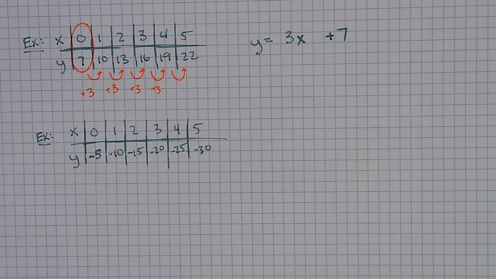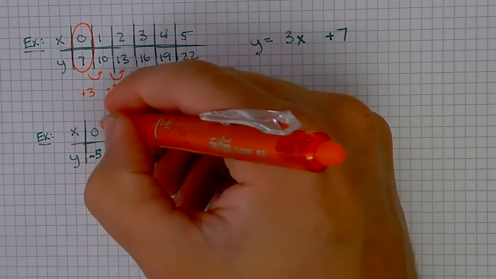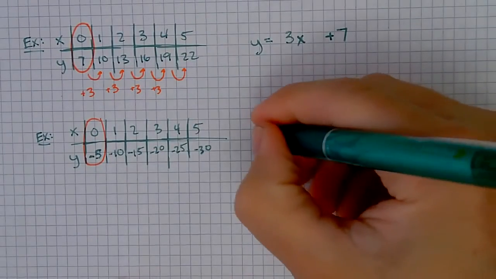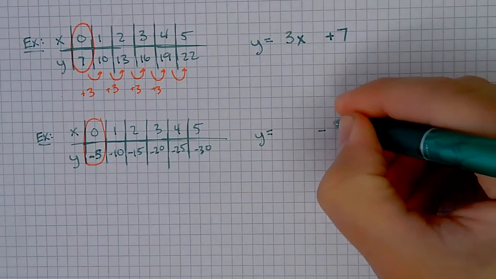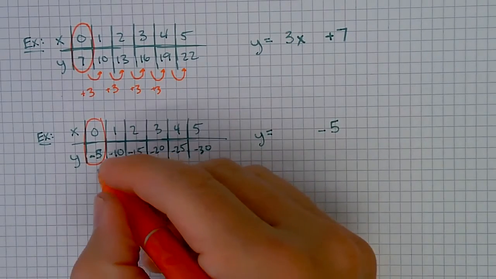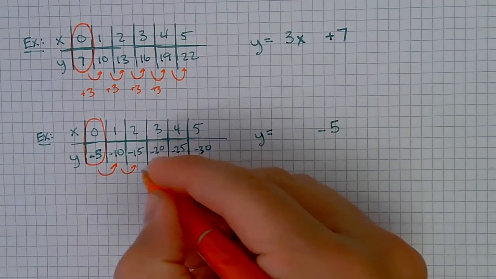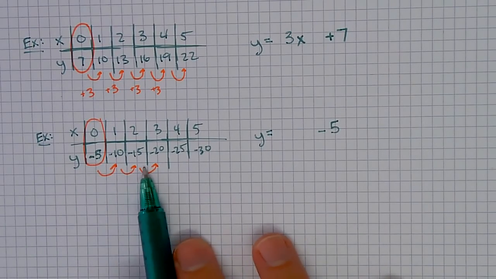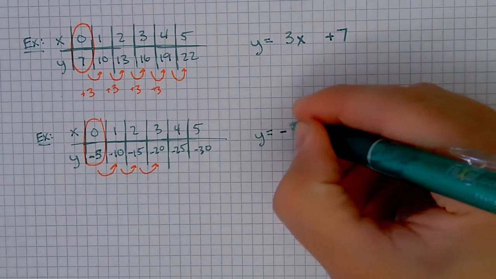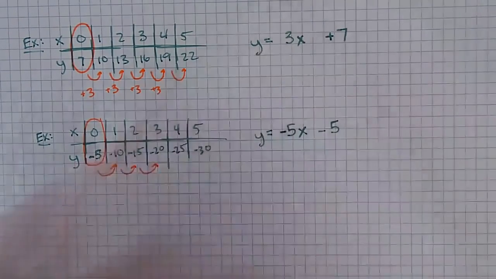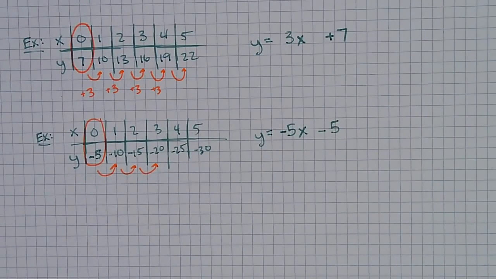All right, second example here. Once again, looking for what is y when x is equal to 0. In this case, it's -5. And then once again, understanding what's happening going from one term to the next. 5, -10, -15, -20. We are subtracting 5. So we get y equals -5x minus 5 for our equation there.